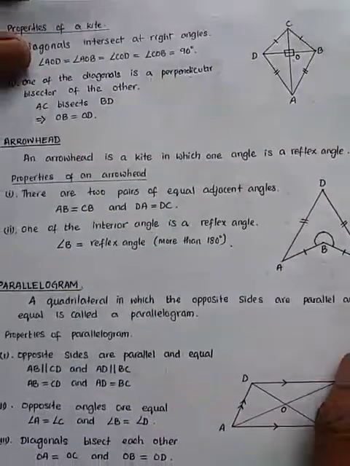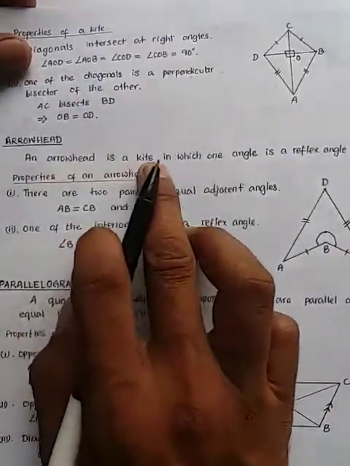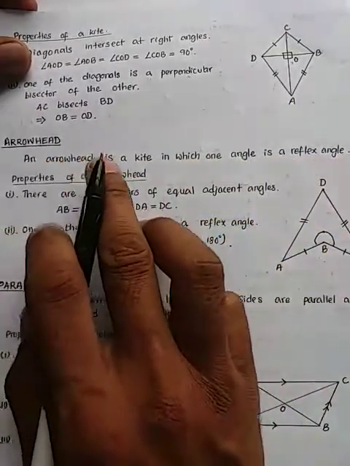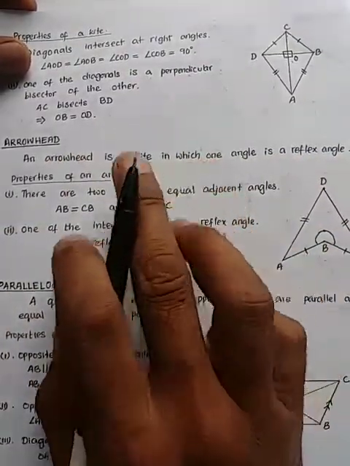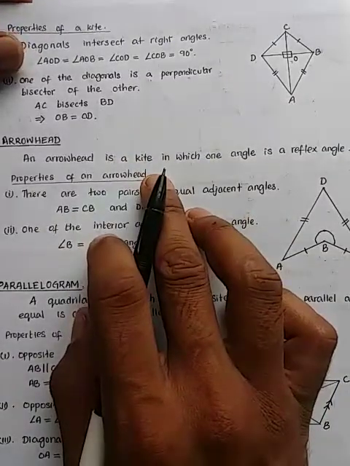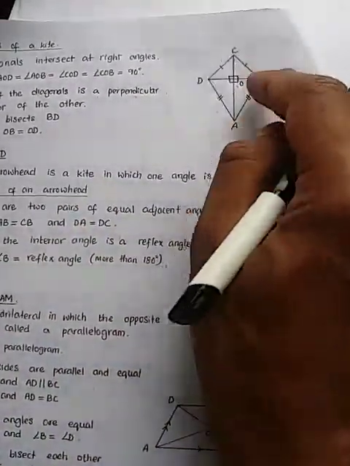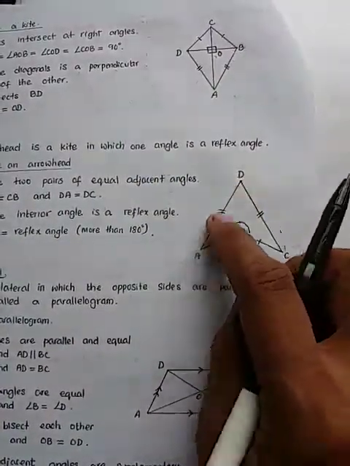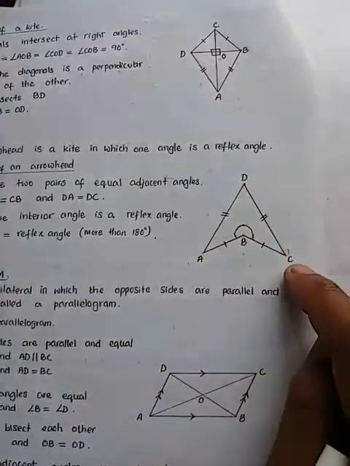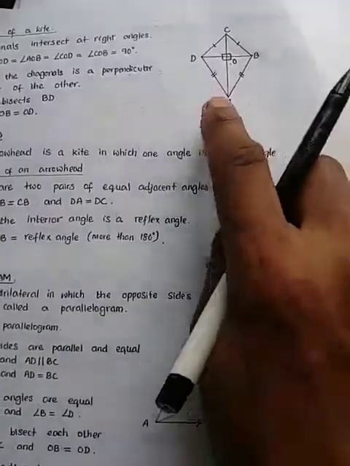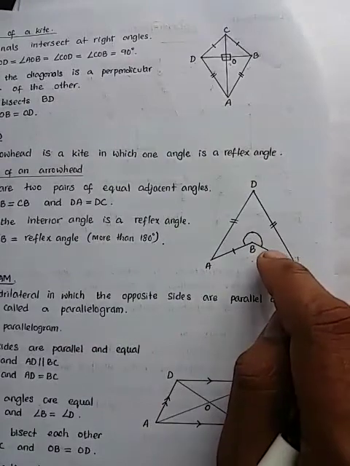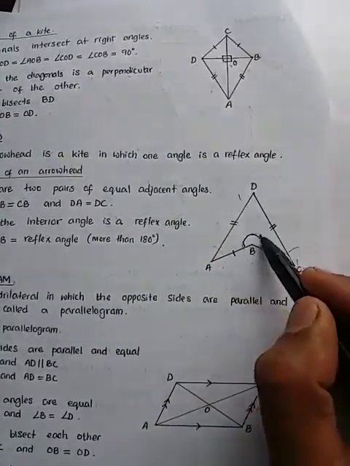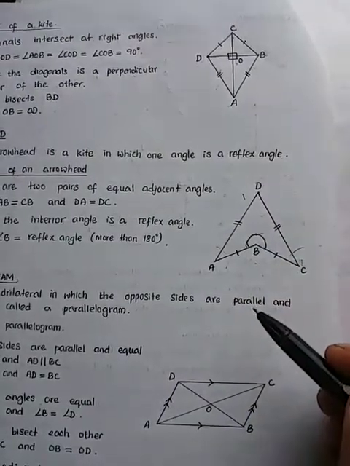Okay, an arrowhead is a kite in which one angle is a reflex angle. So arrowhead means it is a kite. That means in this case also, two adjacent sides will be equal. Just like here, AB equals AD, CD equals CB. Likewise here also, AD equals CD, AB equals CB, like that. But the only difference here is that one of the angles, out of the four angles A, B, C, D, is a reflex angle.